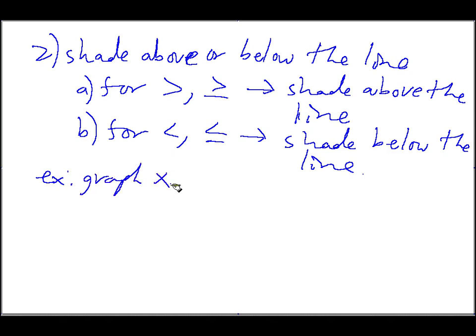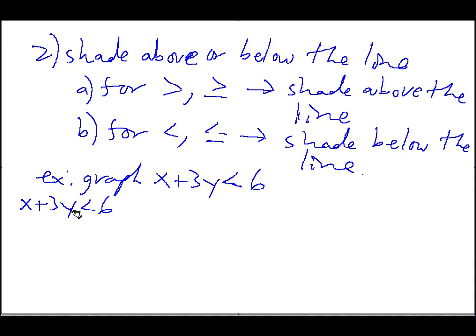Let's graph x plus 3y. X plus 3y is going to be what? Let's make it less than 6, for example. All right. Now this is not in mx plus b form, so you have to do some algebra to get this in mx plus b form. So let's do that. So x plus 3y less than 6. Again, you got to do the algebra here.